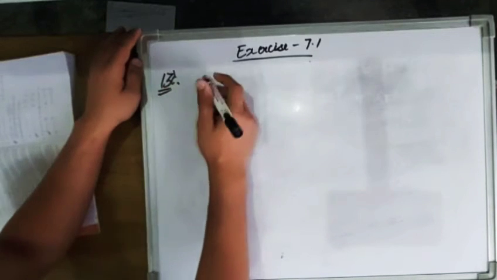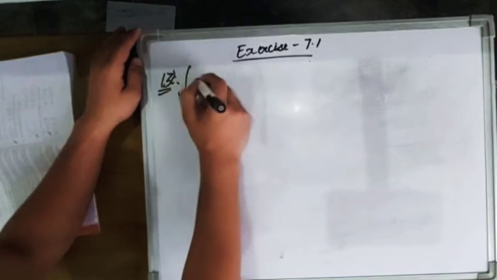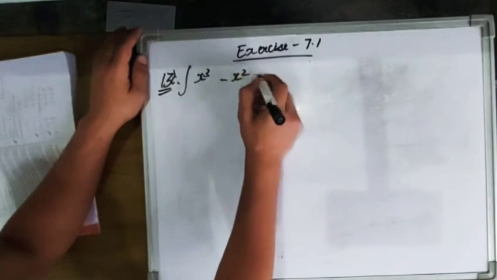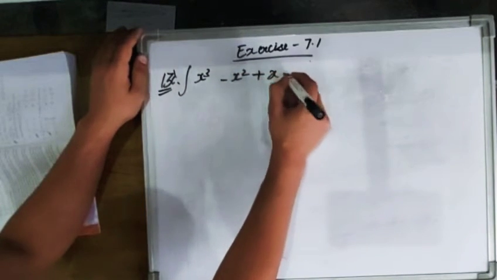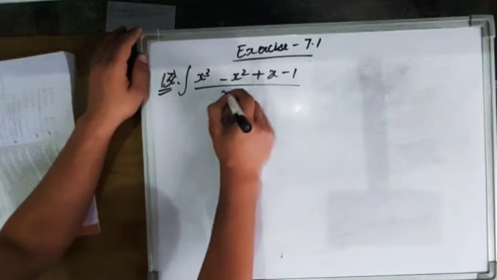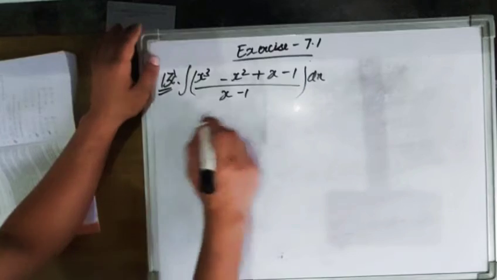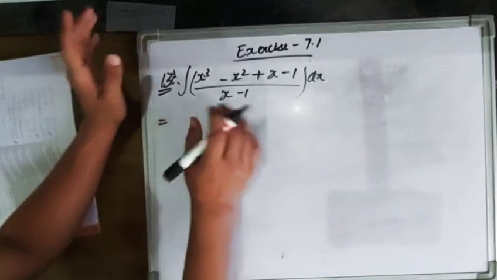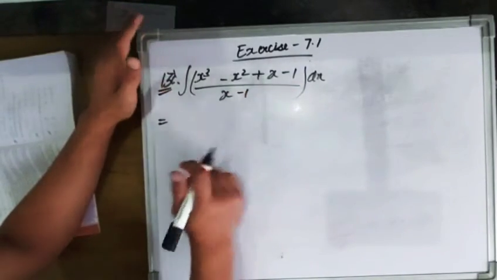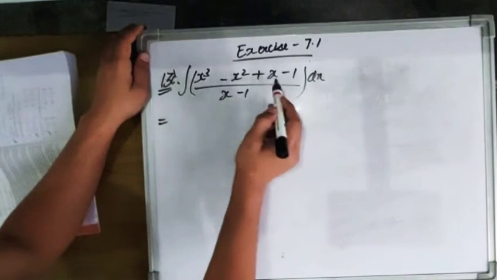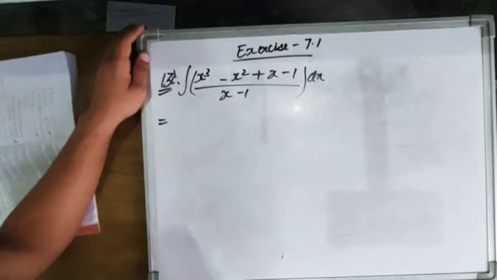So our 13th question is very important. The question is x cube minus x square plus x minus 1 divided by x minus 1, integral. Now we are going to solve this question in parts. I am going to take x square from here and plus 1 and minus 1 from here.